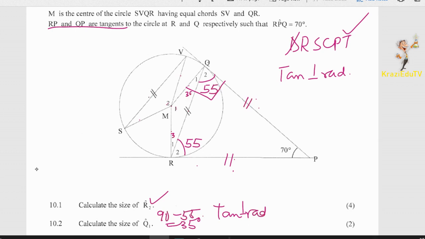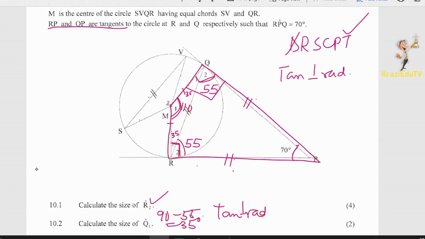Automatically this becomes 35. Remember, radius there. 35, which gives us this angle here. You have 35, 70, 180 minus, which gives us 110. We can actually prove this: we've proven that it's a cyclic quadrilateral. Do you know why? Because 90 plus 90, this tan rad, is 180. Again, 110 plus 70 is 180, which gives us a cyclic quadrilateral.